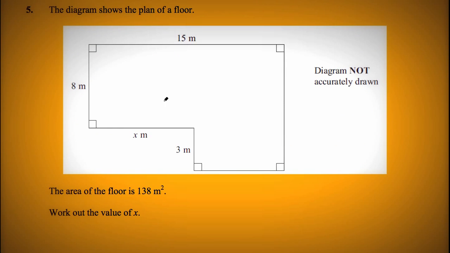Question 5. The diagram shows the plan of a floor. The area of the floor is 138 metres squared. Work out the value of x. Well, I'm going to need to divide this into sections. I can work out this area here. That's 15 times 8, which is 120. So this area here is 120 metres squared.